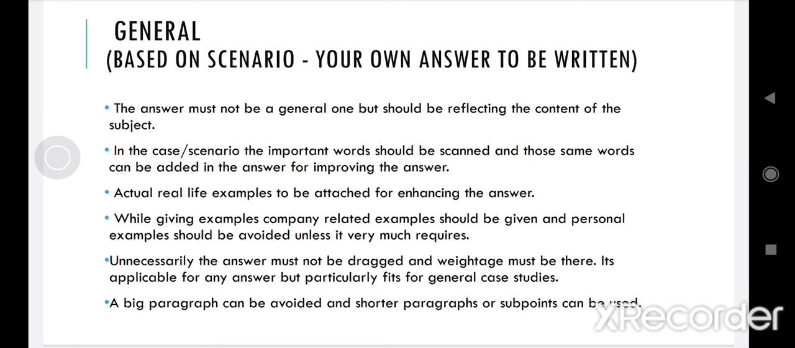If the case or the question is actually something like that, then it is fine. Or else it is better if you answer from the corporate world, from the companies' examples. Then the fifth one is that the answer should not be unnecessarily dragged, and there should be weightage in the answer. The answer should not have only quantity, but quality as well. The final one is that a big paragraph should be avoided according to me, and it can be written in small paragraphs or subpoints.